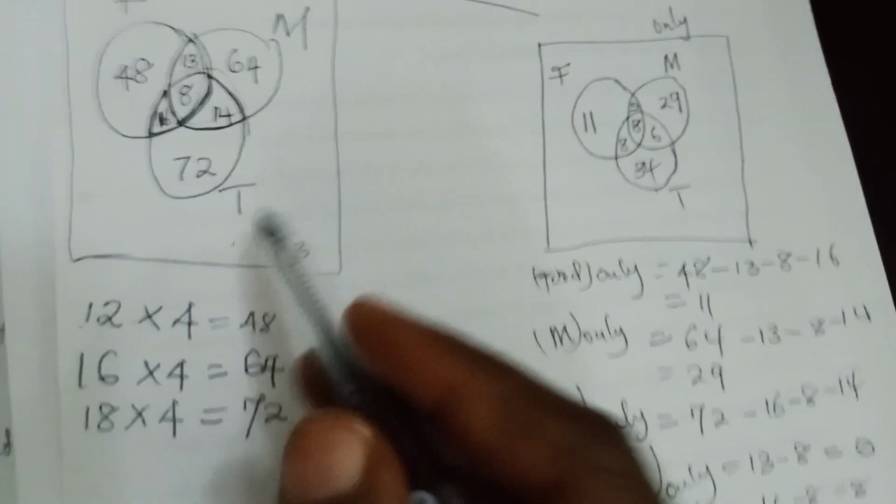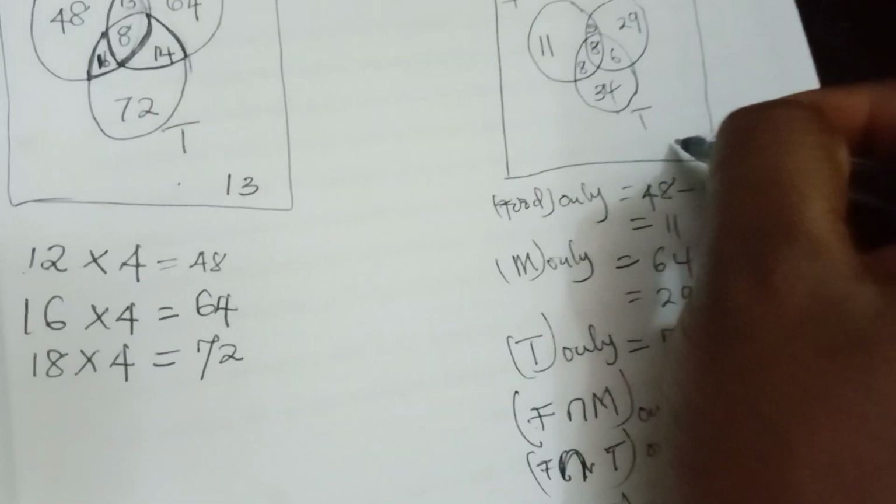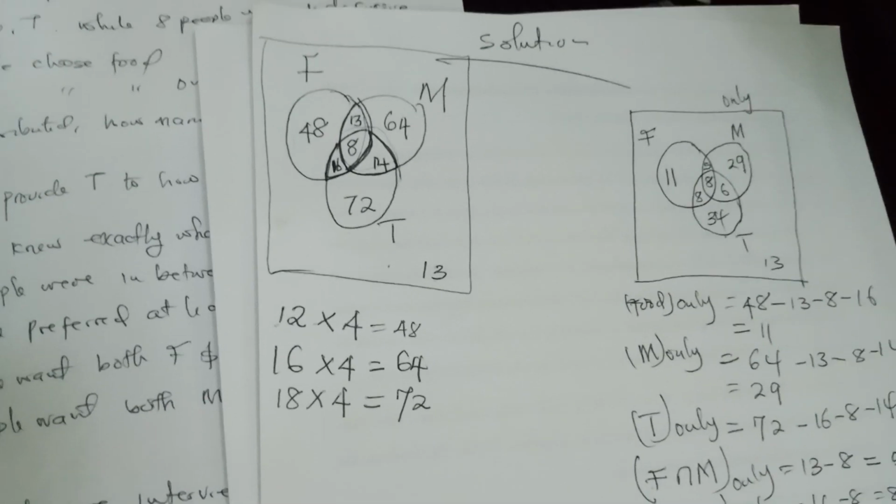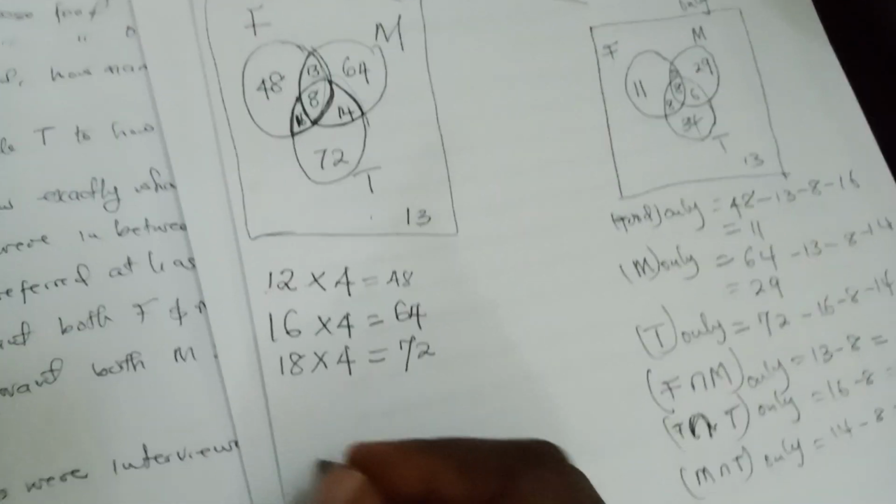Now, we are told that 13 were not in any of the options, so we'll still write them outside. So with these two tables, we can answer any of the questions that were asked. So let's take the questions one after the other. Question number 1 says, how many people chose food?